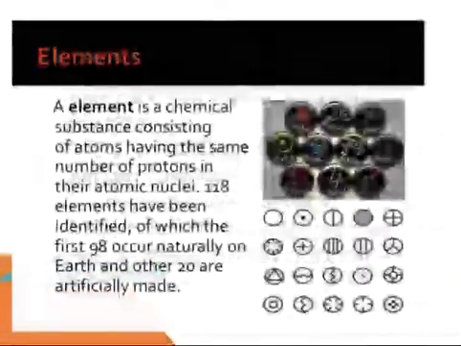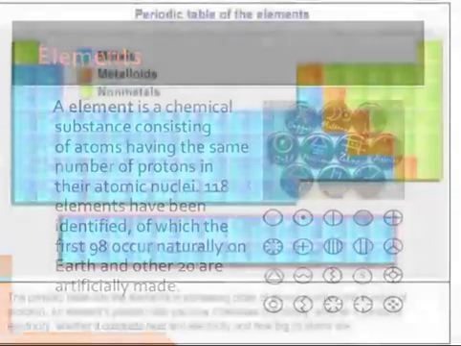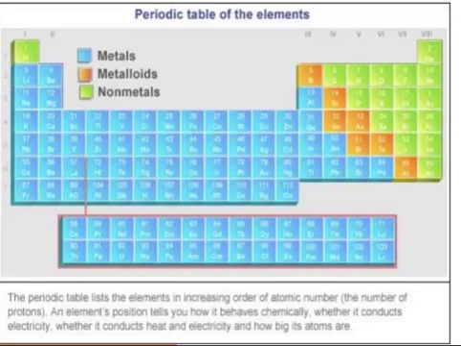Then the next definition we learnt was the element. An element is a chemical substance consisting of atoms having the same number of protons in their atomic nuclei. Around 118 elements have been identified, of which the first 98 occur naturally on Earth and the other 20 are artificially made. In the next slide, I've shown you the periodic table of elements consisting of metals, metalloids and non-metals.